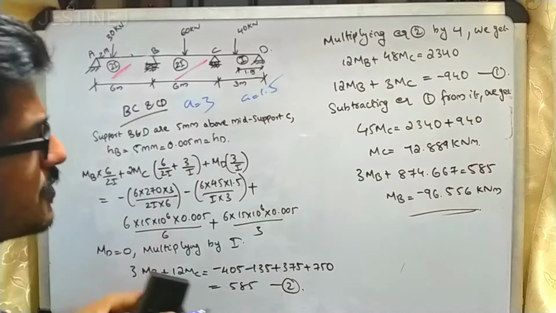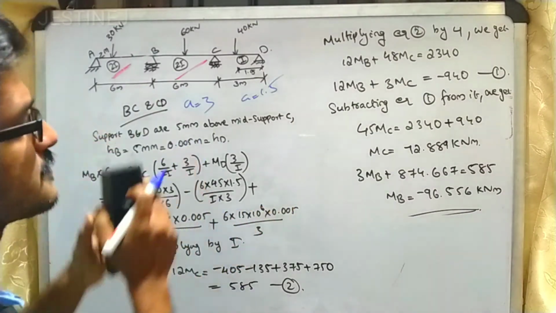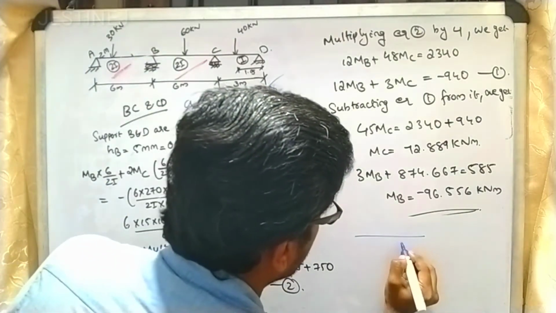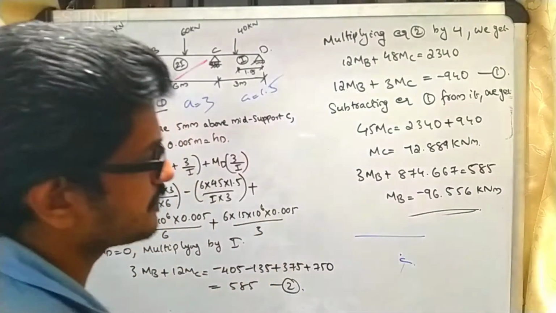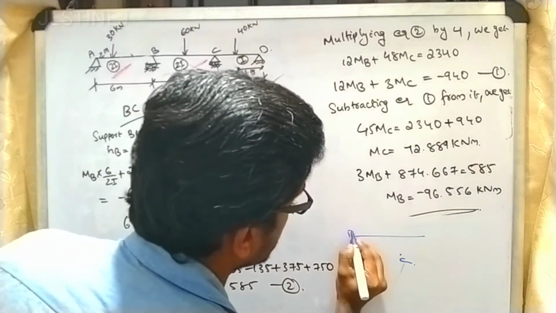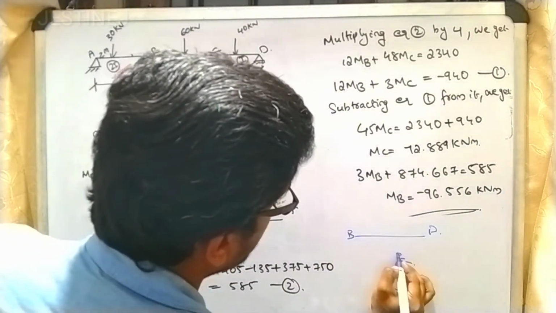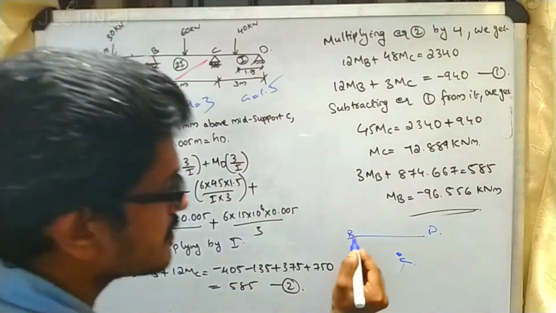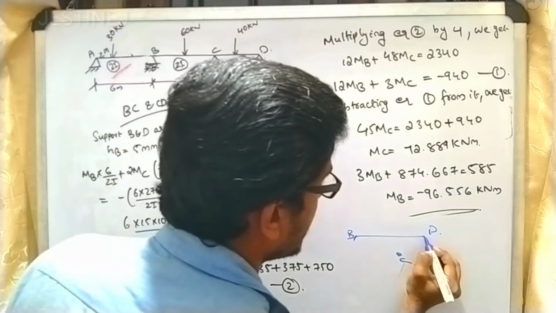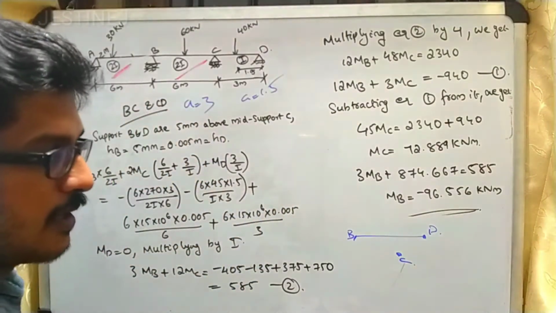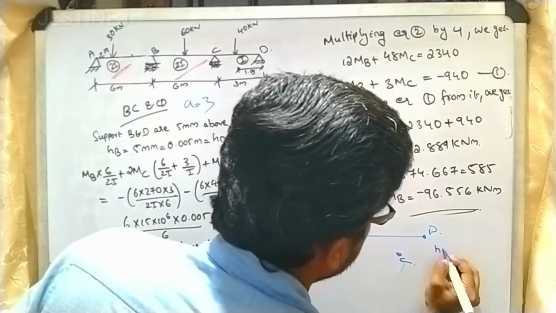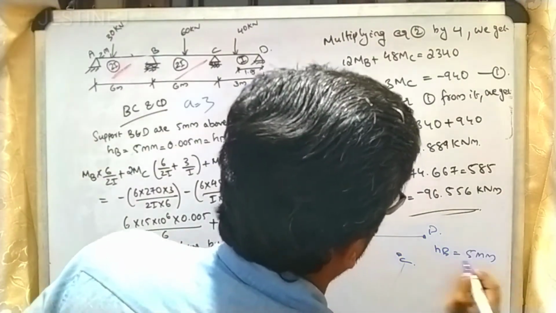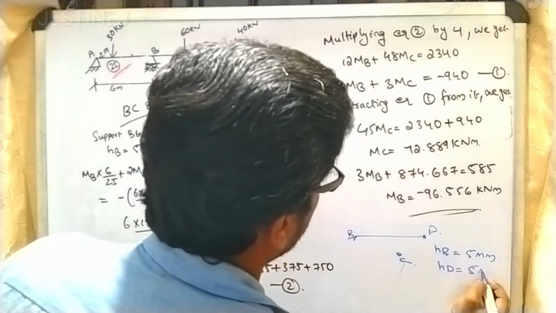Then in this case, you have to consider the values of this unequal settlement, how it is going to come. In this case, we know that the support C is going to be down. This is B and this is D. So when you compare with this C, this B portion is up and this D portion is also up. So the values of HB in this case is 5 mm, and HD is also going to be 5 mm.